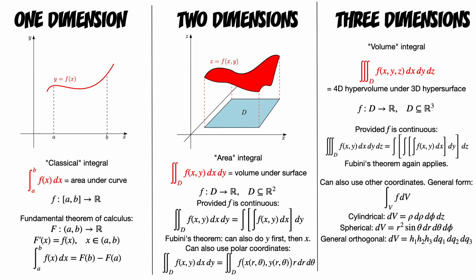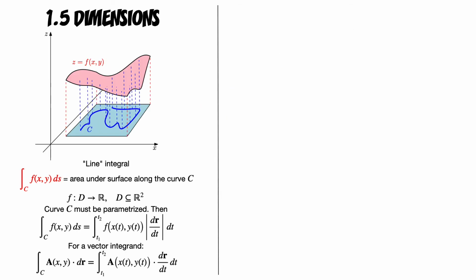But there's another kind of integral we've already seen that doesn't exactly fit in here. I'm talking about a line integral. This is where we have a function of two variables, like we do with an area integral, but we only integrate it over a 1D curve, like a classical integral. The value of this integral represents the area under the surface above the curve, so a line integral is kind of 1.5 dimensional, a function of two variables integrated over a one-dimensional curve.